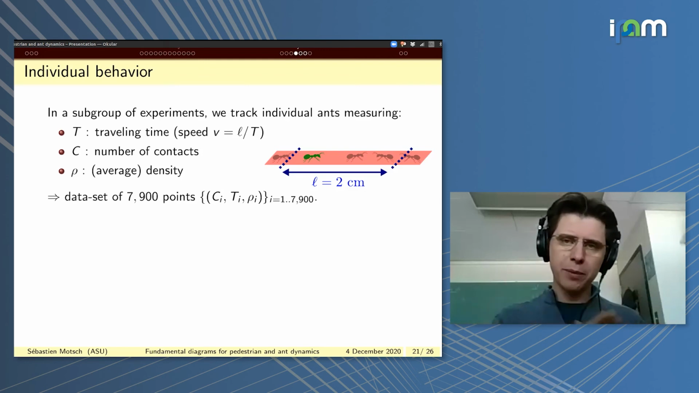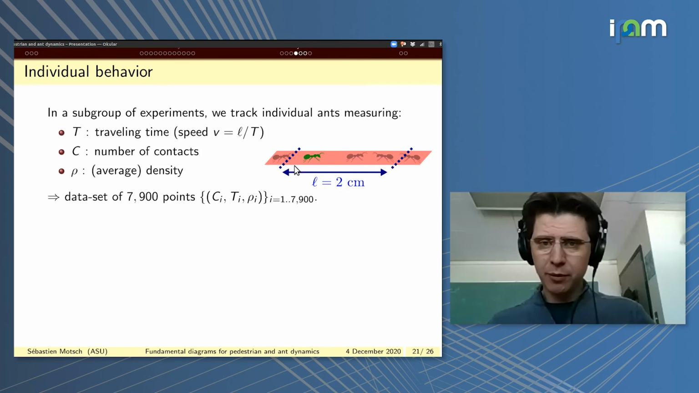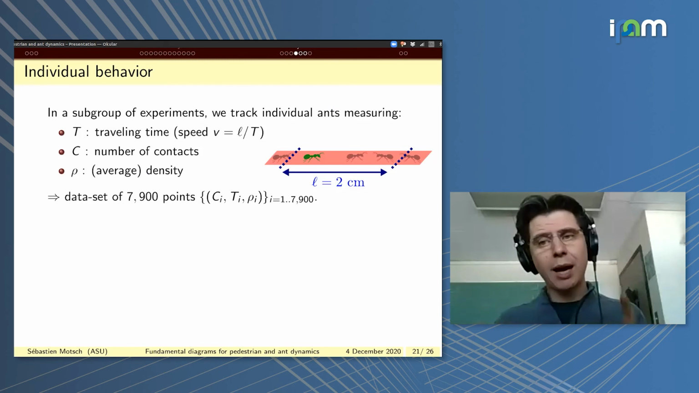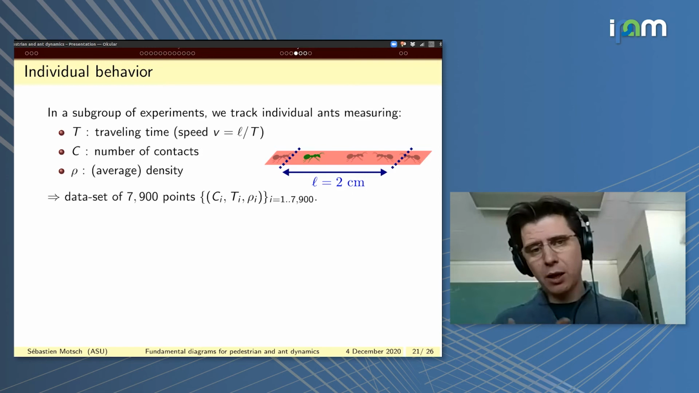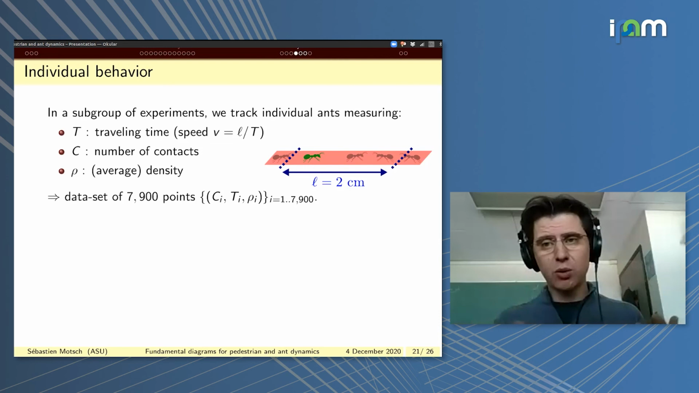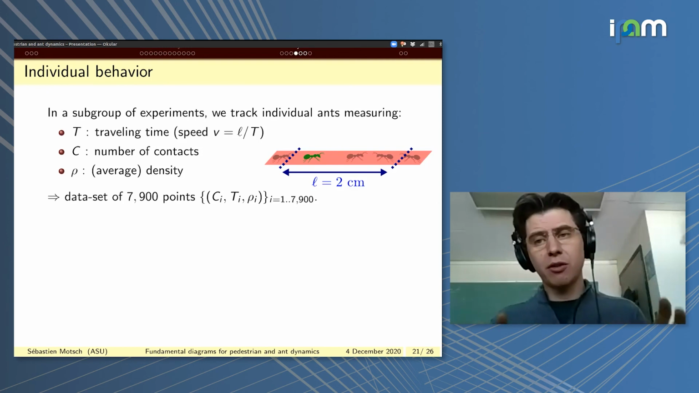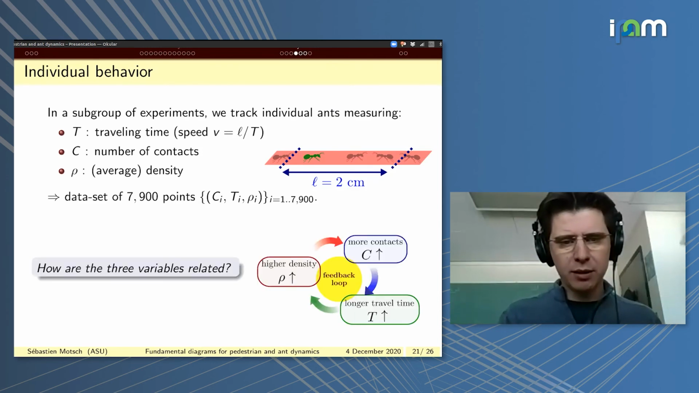But on a subgroup of experiments, we analyze individual behavior, meaning we record for each ant the travel time: on the bridge, how long does it take to cross a section of the bridge? How many contacts did they have during the crossing? And what was the density? So the key is, how can we play with these three variables to explain this fundamental diagram? It's kind of like an agent-based model, not exactly, because I still only have a rough idea about what they're doing, but a similar taste.